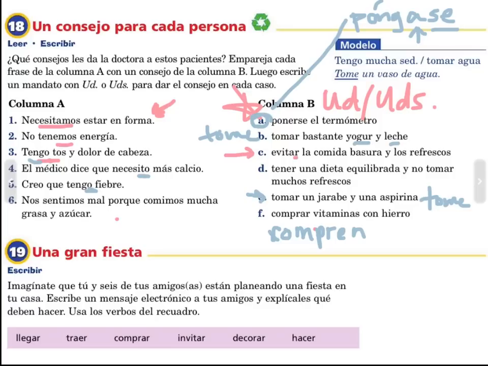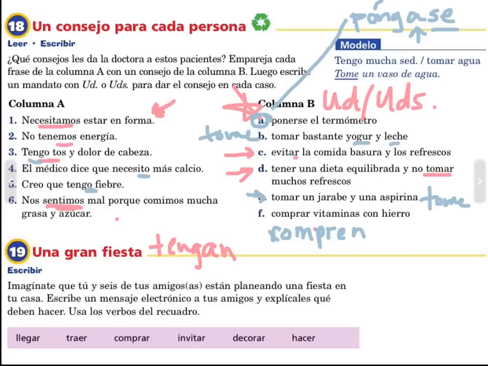Okay, number 6. Nos sentimos mal porque comimos mucha grasa y azúcar. We feel bad because we ate a lot of grease and sugar. Okay, so what should we do? What's our recommendation? Well, we should have a more balanced diet. So that's right here. This is we form, so we're going to put a ustedes command. Tener in yo form is tengo. We drop the O. We add an because we're talking to multiple people, so it becomes tengan una dieta equilibrada. Y no tomar becomes no tomen muchos refrescos.